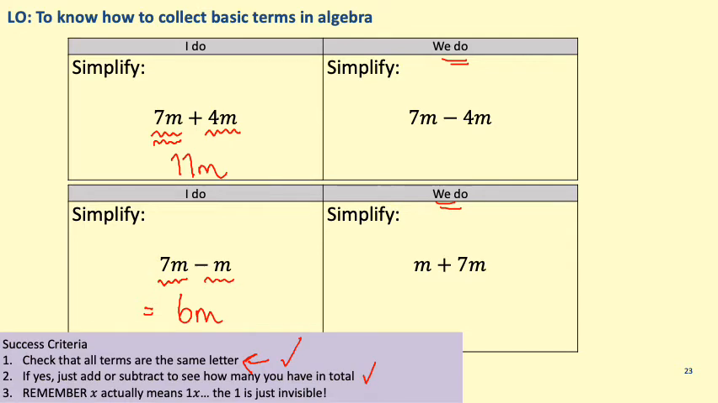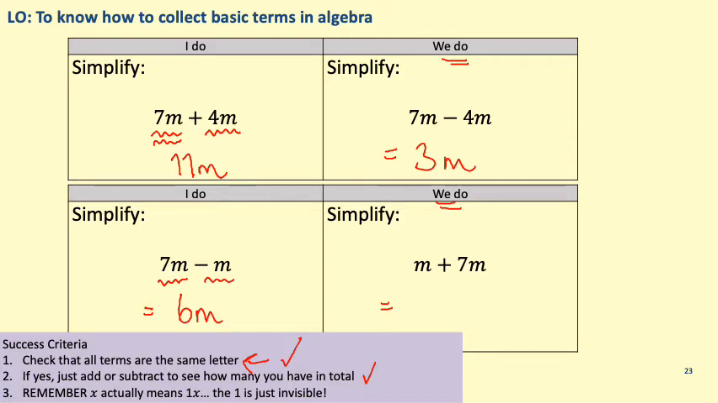Okay, so we have 7 lots of m, and we're subtracting 4 lots of m. If it helps you, you can still rename this as something else. So let's say that m represents marbles. You have 7 marbles, and we subtract 4 of those. You're going to be left with 3 marbles, 3m.